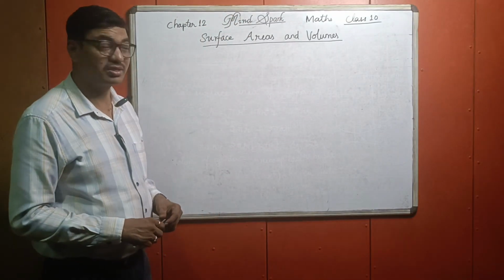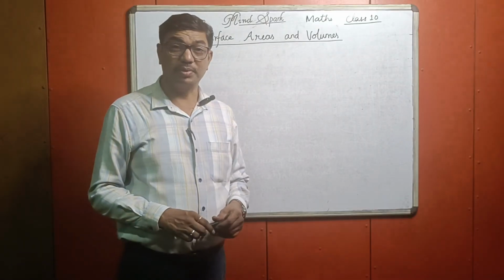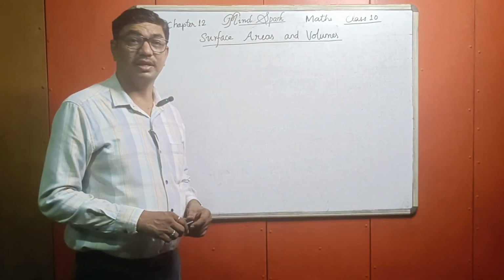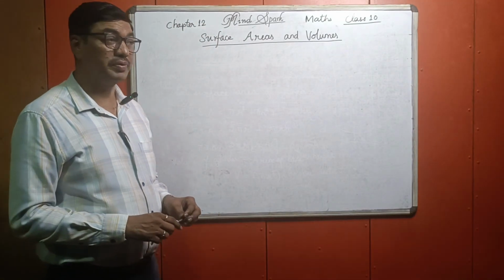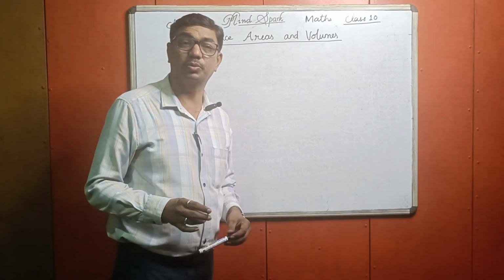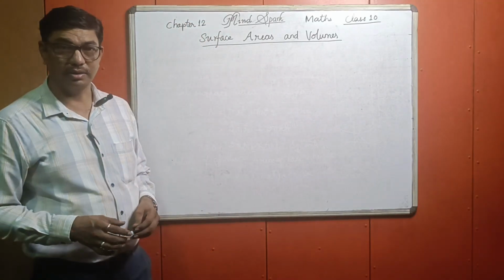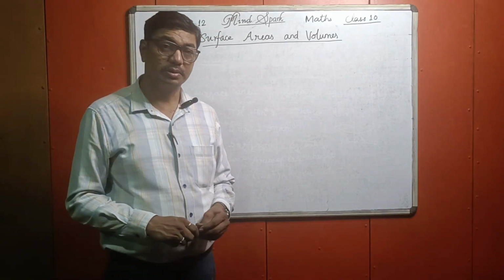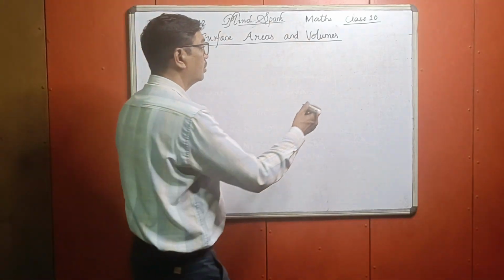For class 10, chapter number 12, surface areas and volumes. In previous classes I taught you cube, cuboid, cylinder. Now I am going to teach you about cone. Cone is in this shape.